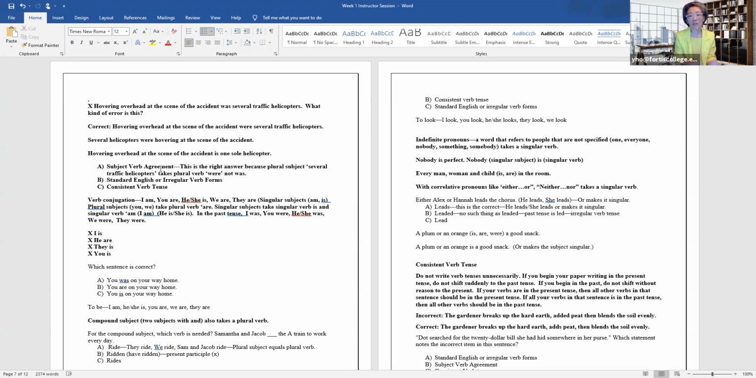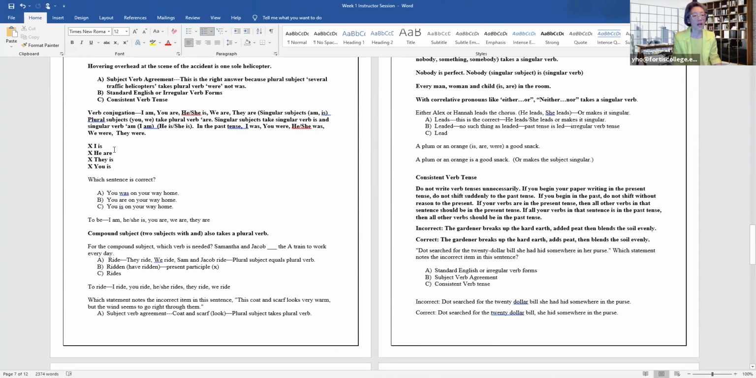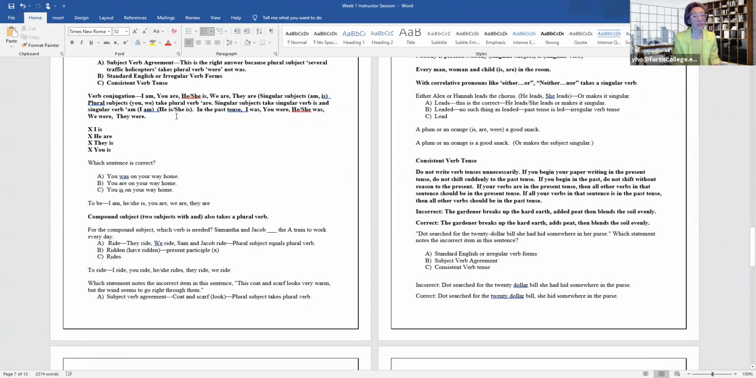So if I have a single subject, he becomes he is. And if I have a plural subject, they becomes they are. And so here you have the conjugation. Incorrect would be I is, he are, they is, you is. And correct conjugation would be I am, you are, she is, we are, they are. So singular verb goes with singular subject, plural verb goes with plural subject.